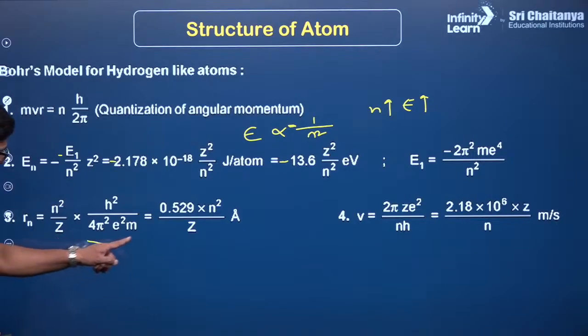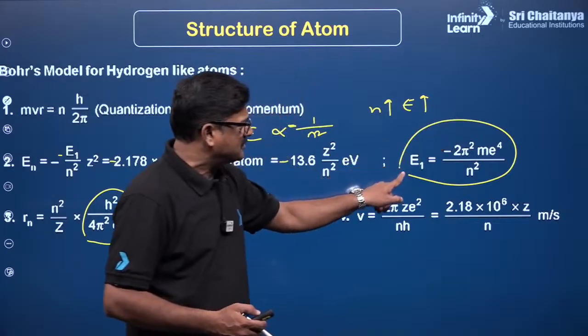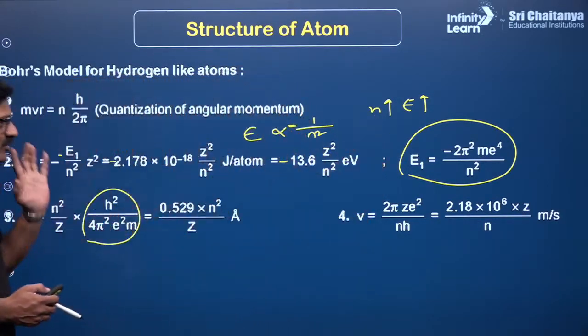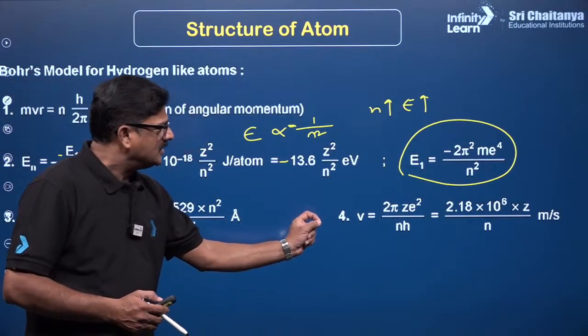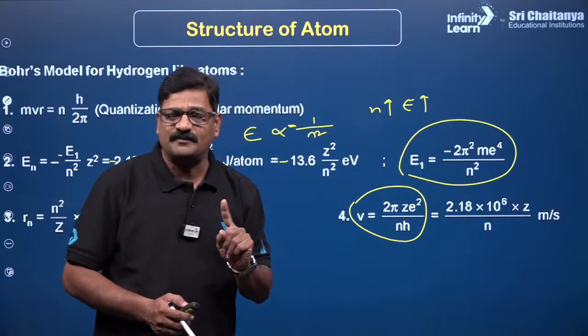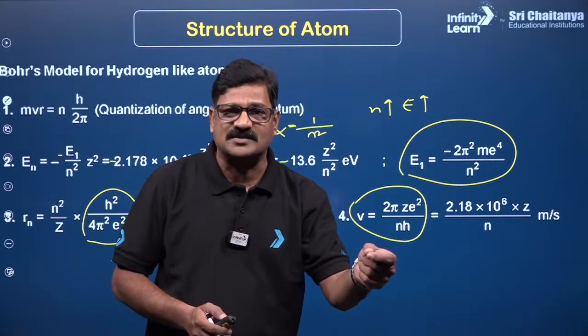These expressions are asked as multiple choice questions in the upcoming NEET examination. There is a chance, so everybody focus on this kind of formulas. And the velocity of the electron is 2 pi Z square by nh. You may be asked which of the following expressions correctly matches the velocity of the electron.